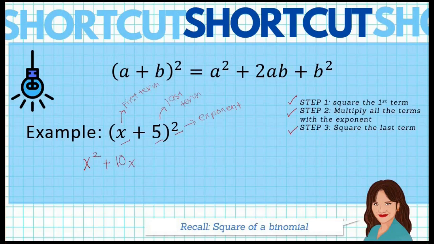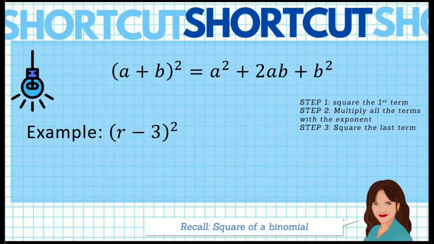And lastly, step 3, simply square the last term. The last term is 5 squared. Okay, and then we simply simplify. So the result will now be x squared plus 10x, and then 5 squared can be written as 25. Therefore, the expanded form of quantity x plus 5 squared can be written in this way. It's equal to x squared plus 10x plus 25.